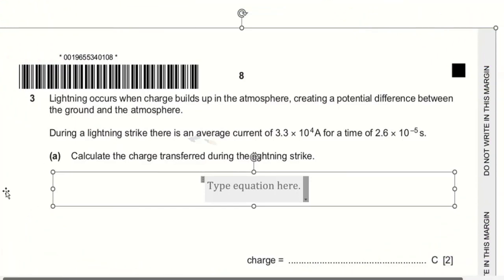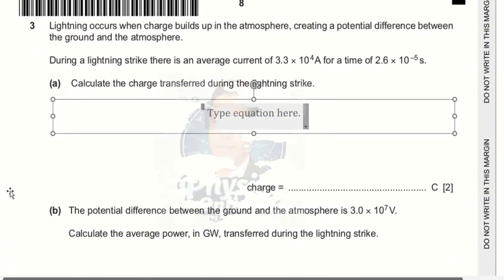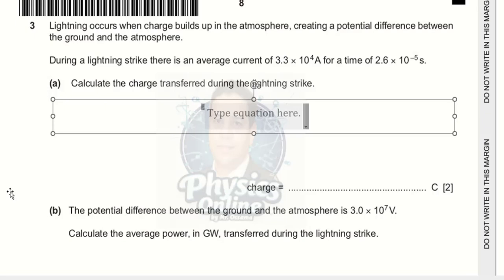Question 3. Lightning occurs when charge builds up in the clouds, creating a potential difference between the ground and the atmosphere. During the lightning strike, there is an average current of 3.3 times 10 power 4 ampere for a time of 2.6 times 10 power negative 5 second. Calculate the charge transferred during the lightning strike.